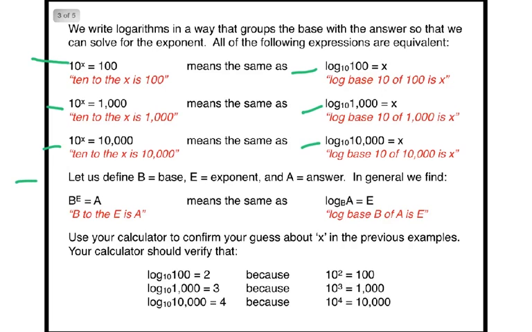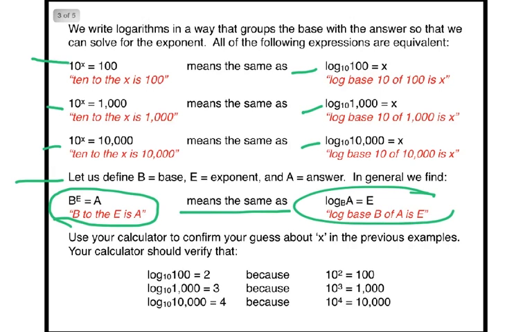So in general, let us define b as our base, e as our exponent, and a as our answer. In general, we find that b to the e is a, is the exponential expression, which means the same thing as log base b of a is e, which is the logarithmic expression.